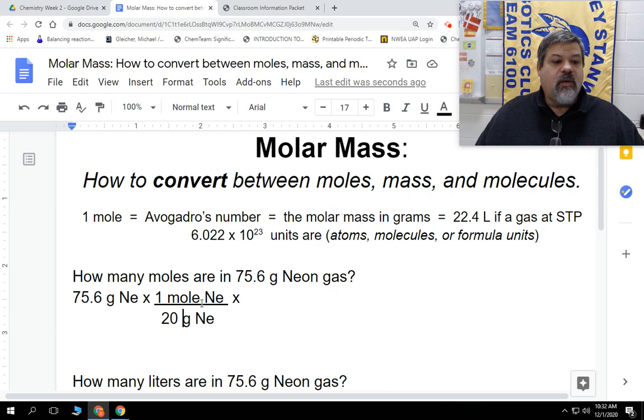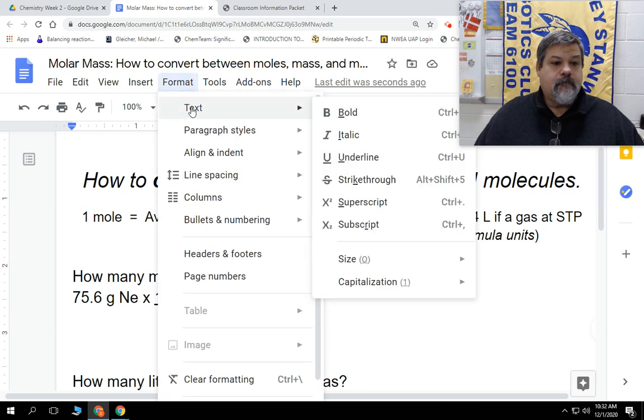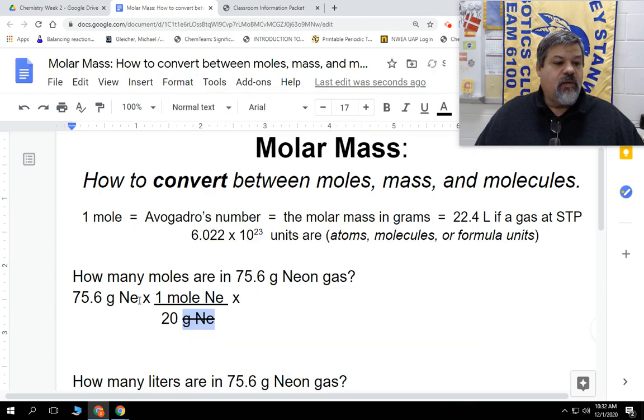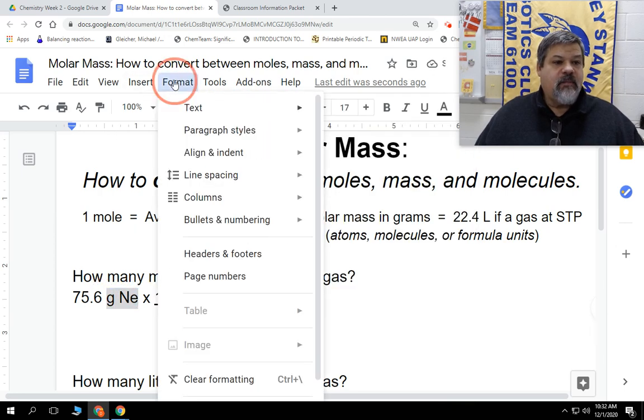So now what we can do, we wanted it in moles, so we're going to get rid of our grams of neon. So we can strike through both of those because they're on top and bottom.